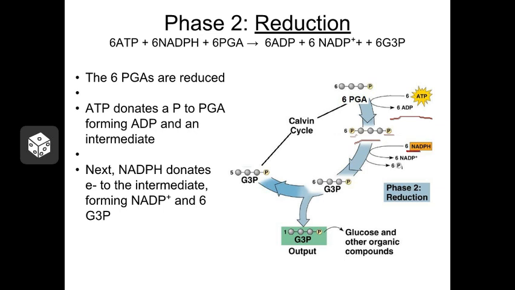We're also going to use up 6 of our NADPHs from the light reactions here. They're going to get broken down into 6 NADP pluses. They're going to drop off some of their energized electrons, and that's going to provide the energy to convert this intermediate into 6 of our little G3P sugars. So we made it. We're finally at the sugar step. That was the point of the synthesis reactions.